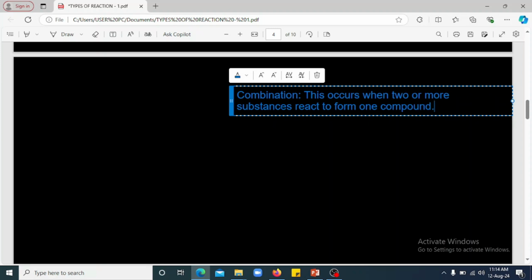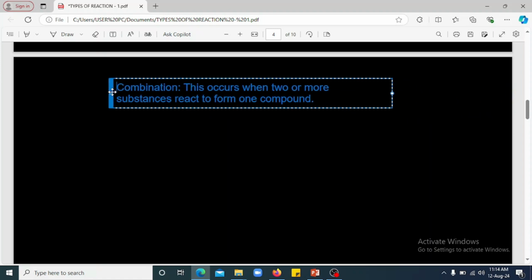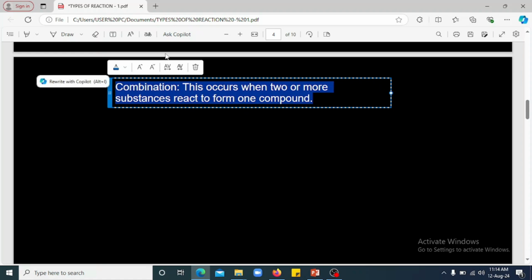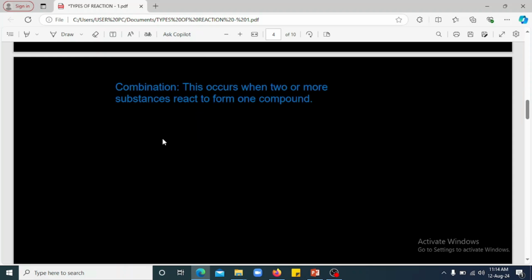Now please get it clearly. When two or more substances react to form one compound, that is when we have combination reaction. Two or more substances will react to form one compound. That is when we have combination reaction. So I'm going to give you an example here, an example of a combination reaction.